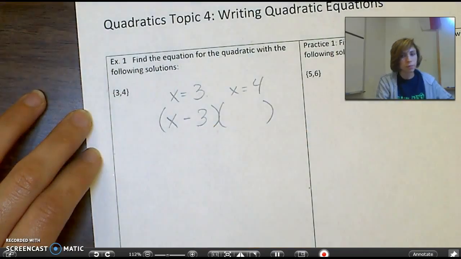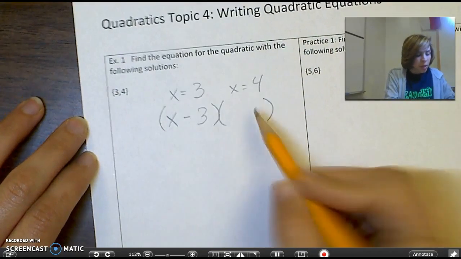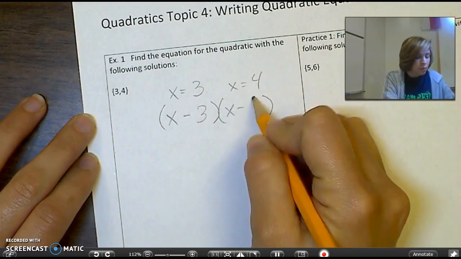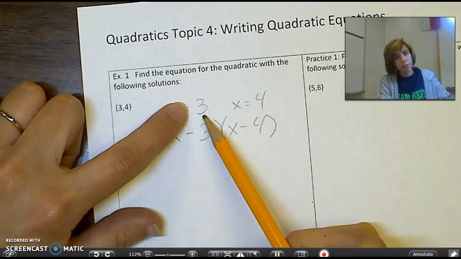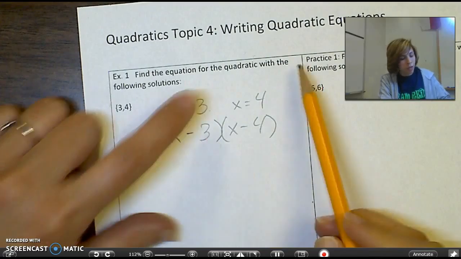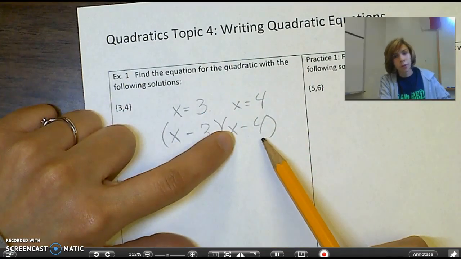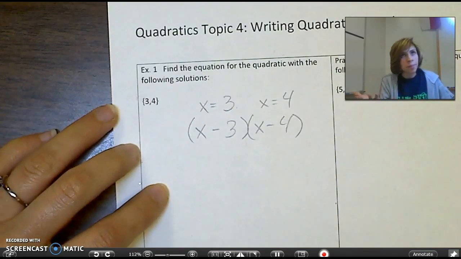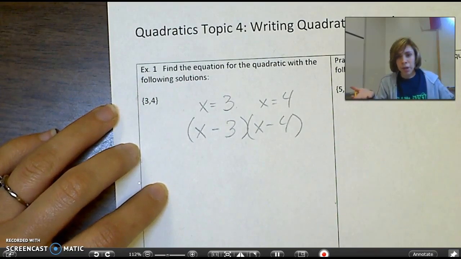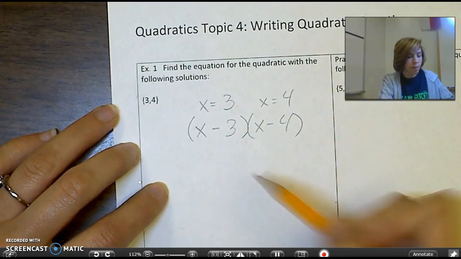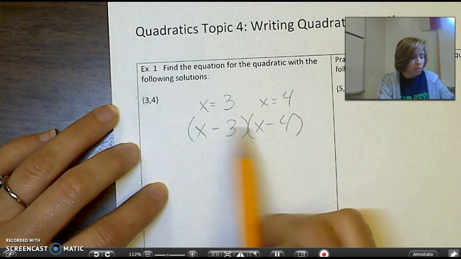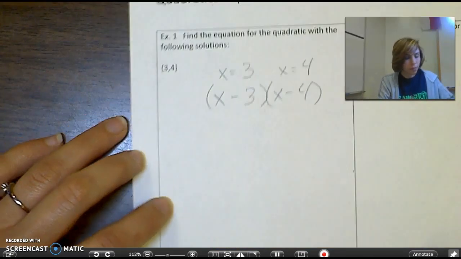minus 3. And this will become x minus 4. Because this was a positive 3, now it changes to negative 3. Positive 4 changes to negative 4. Okay, negative and subtraction are pretty much the same thing. So x minus 3, x minus 4.